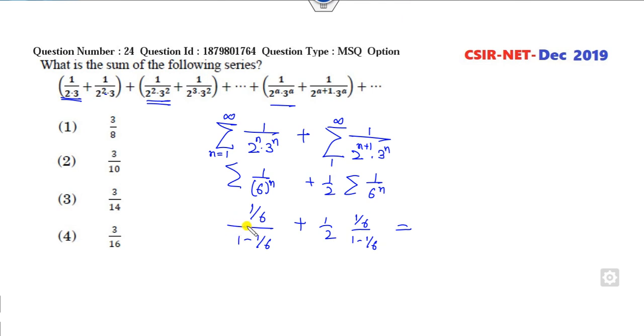So what is the right answer? It is 1 over 5 plus 1 over 2 into 1 over 5. So 3 over 2 into 1 over 5. So 3 by 10 is the right answer.